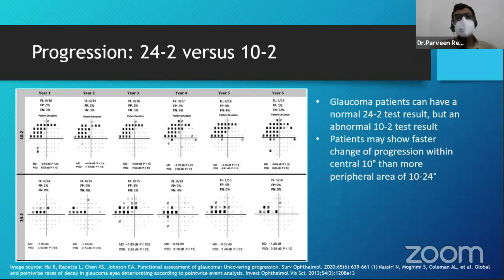Then one new area coming out is whether progression can be detected earlier in 10-2 compared to 24-2. Traditionally we were not doing that in all patients, but now some evidence is accumulating. Yes, in some cases, especially patients with parafoveal scotomas, patients with normal tension glaucoma, or some other patients, we may be able to detect progression on 10-2 compared to 24-2. So if we have a patient with higher risk factors, doing both 10-2 and 24-2 may be a prudent approach to detect early progression.